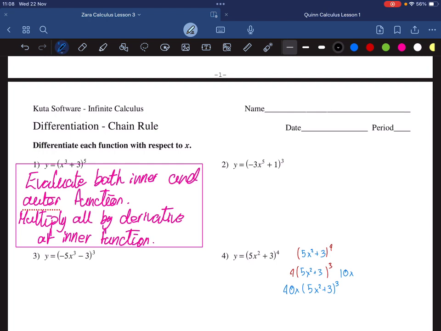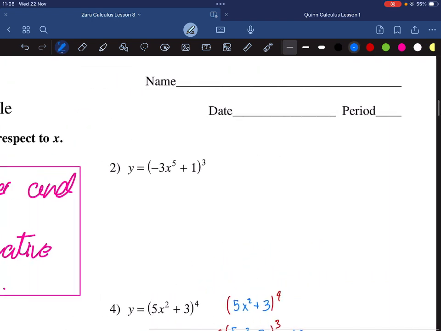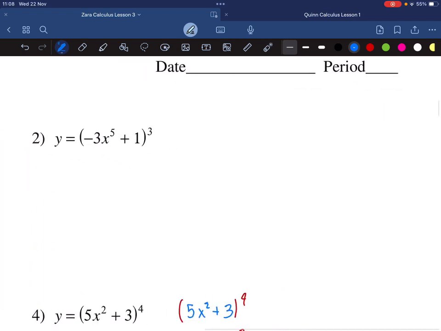But what I was saying at the start was, what's in this pink box? It says evaluate both the inner and the outer function, and then multiply all by the derivative of the inner function, and that's all the chain rule is. So if we're taking a look at this first question here, if it helps at the start, rewrite it in two different colors. So the very first part, what happens when you choose a value for x?